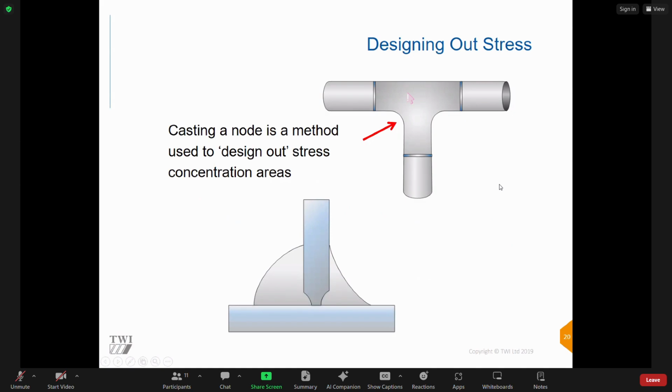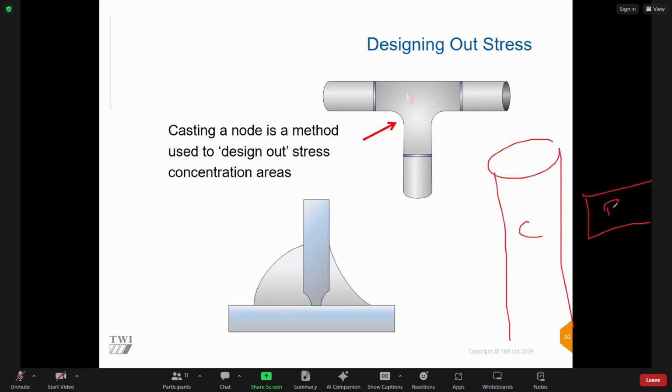Designing out stressors. So again, we'll look at this a little bit more on Wednesday, when we look at welding. Okay. So there we've got a node. Usually, when we have a node, we draw it this way. You've got your chord and your brace. Okay. So we join the chord to the brace like that, and we've got a weld in that position there.